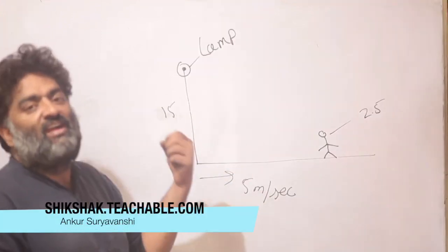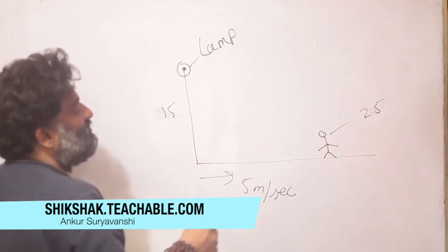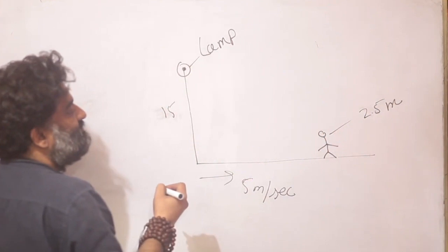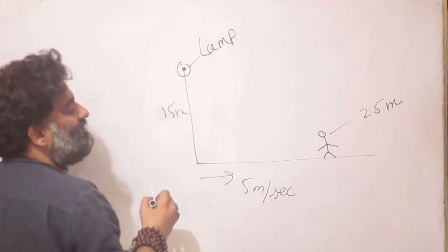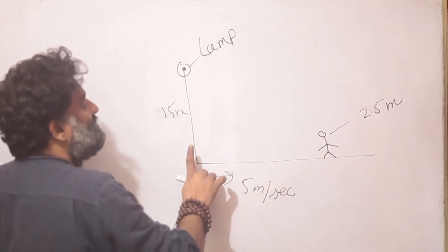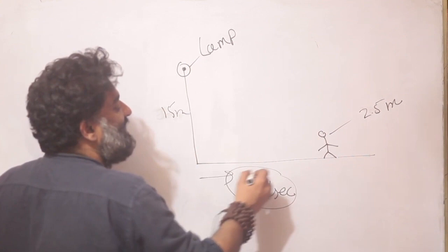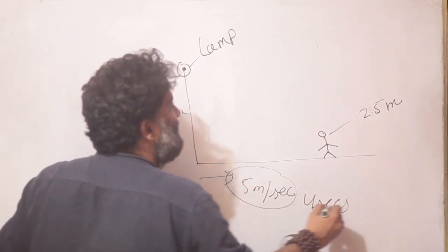So now let us try and apply that idea in a language sort of a problem. And a very simple story. There is a boy whose height is 2.5 meters, and there is a lamppost which is 15 meters tall, and this boy was standing next to the lamppost, and he starts walking at a speed of 5 meters per second, and he walks so for 4 seconds.